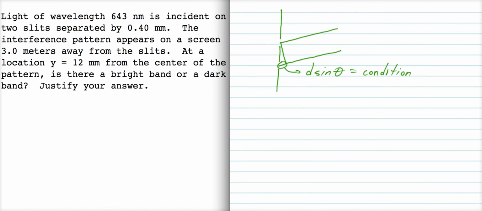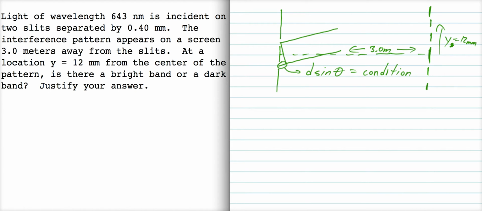What we're going to do in this case is, we're told that the center of the pattern is over here somewhere, and then we're off somewhere above the pattern, some distance y1, or I'm just going to call it y because I don't know what y it is. And we're told that y is equal to 12 millimeters. And this distance, L, is 3 meters.